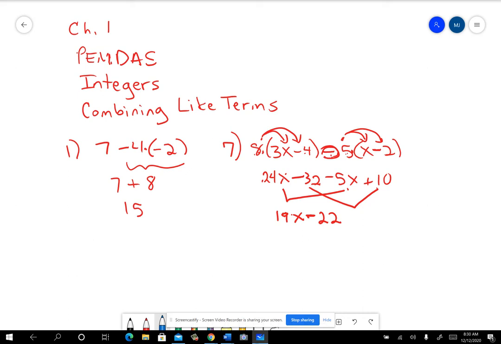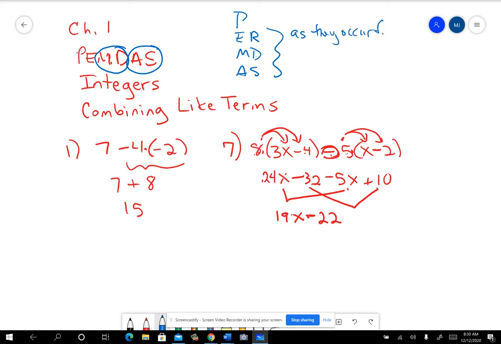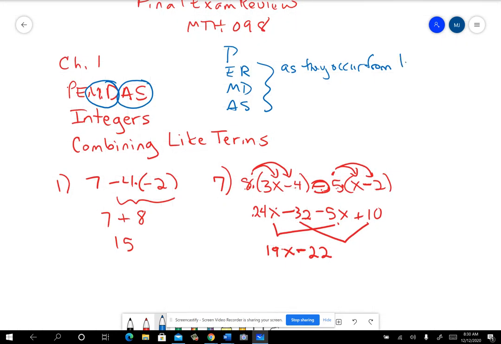And don't forget that on PEMDAS, M doesn't come before D and A doesn't come before S. We had written it this way to help you remember that. Okay. And if we had radicals, we would have that in there. Each one is done as they occur from left to right, meaning that exponents don't come before roots. You do those as they occur from left to right.